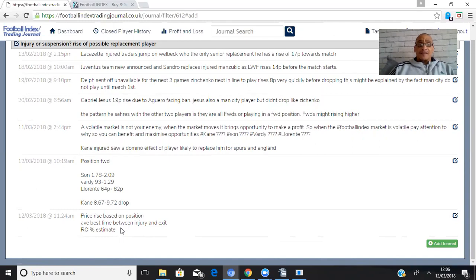Now, another good bit of information that will give you an edge is the average time between when the injury happens, which you should record. So I recorded it here, that Harry Kane got injured in the 34th minute. So between the injury and the time you exit, what was the price rise? And then what was the price rise after?